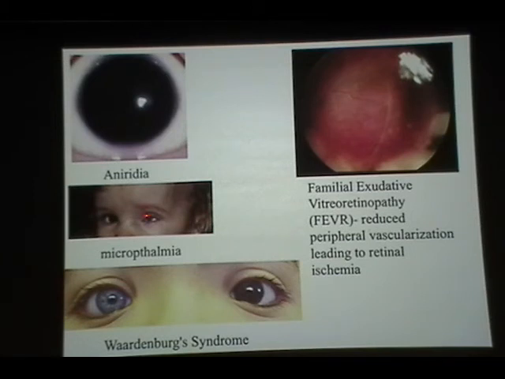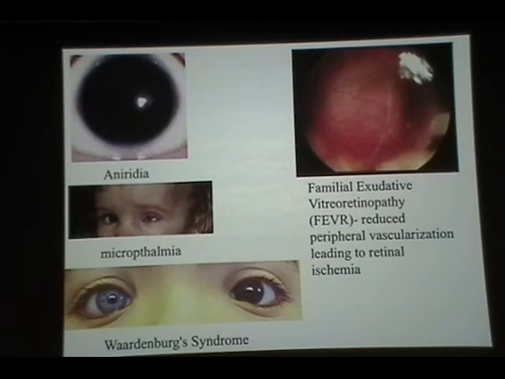Microphthalmia, the orbit itself is just too small. You can have the opposite, macrophthalmia, where the orbit is too big. In that case, it would protrude out from the bony orbit. Once again, in this case, there may be a deficit in vision in that eye because the retina is too small, things aren't aligned, maybe a lens didn't form, things like that.